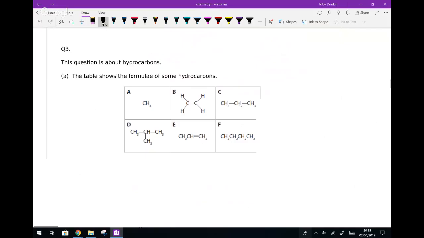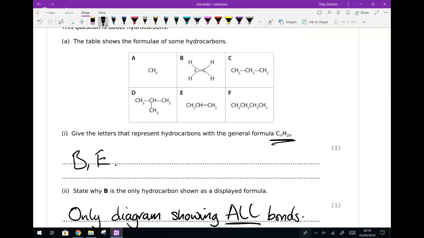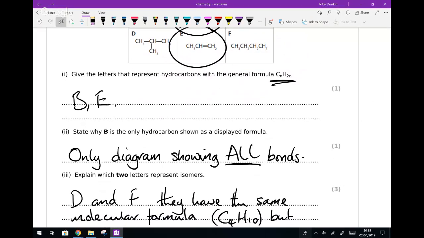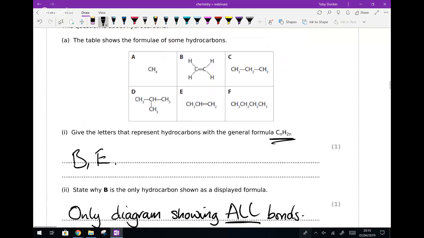Next. Which ones represent hydrocarbons with the alkene general formula? B and E. State why B is the only hydrocarbon shown as a displayed formula. It's the only one showing all the bonds and all the atoms.